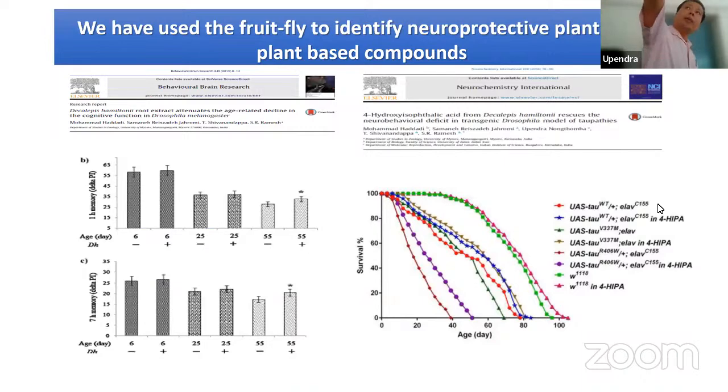Similarly, we have identified a plant, the Calabis hamiltoni, which can be used. Actually, this plant is used by people in the Tumkur area as a pickle and things, right? And we identified the compound, because Western people want to know the active ingredient, right? All the time. So we were able to identify 4-hydroxyisophthalic acid as a compound which can act on neurons suffering from either Alzheimer's or Parkinson's. Okay, so having a model organism helps.